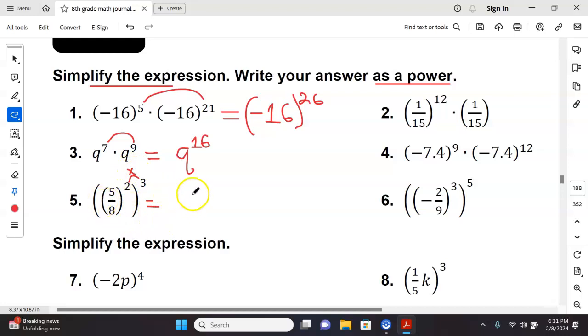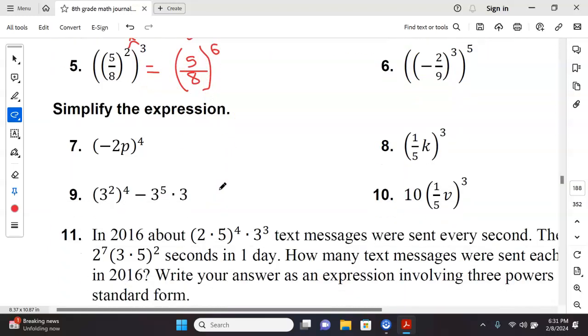Your base is 5 over 8, and then you multiply 2 times 3, which is going to give me 6. You need the parentheses to go around the 5 over 8. If you don't have the parentheses around the 5 over 8, then only the numerator carries the exponent. But this whole fraction, 5 over 8, is raised to the 6th power. All right, that's number 5.